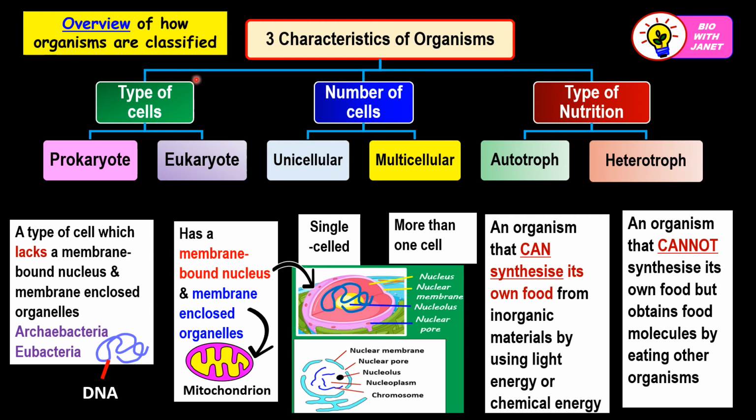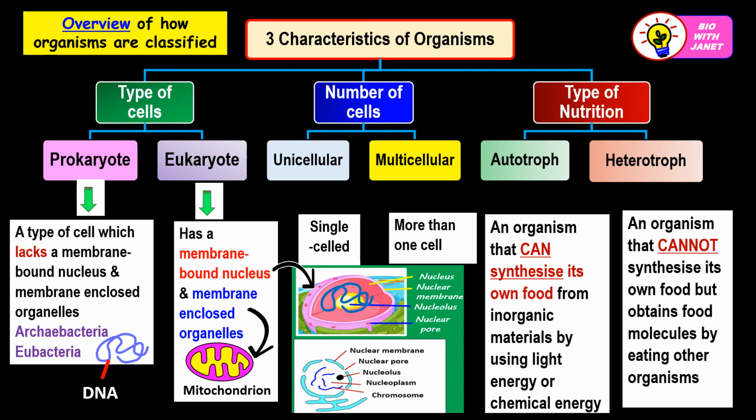So here's an overview of how organisms are classified based on three characteristics of the organisms, which are the type of cells, the number of cells, and type of nutrition. Now, for type of cells, we have to consider whether they are prokaryotes or eukaryotes, right? And as we have defined, the type of cell, which is a prokaryote, it lacks a membrane-bound nucleus and membrane-enclosed organelles. Examples are Archaebacteria and Eubacteria. All right, they don't have a membrane surrounding the DNA.